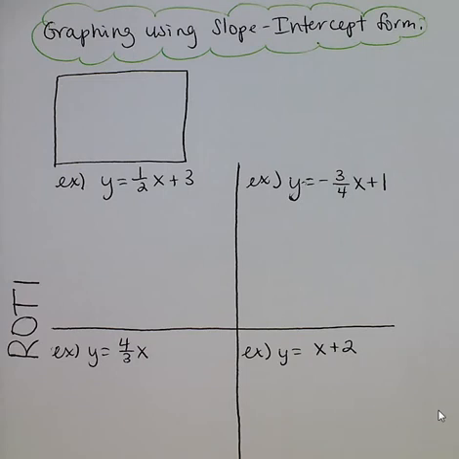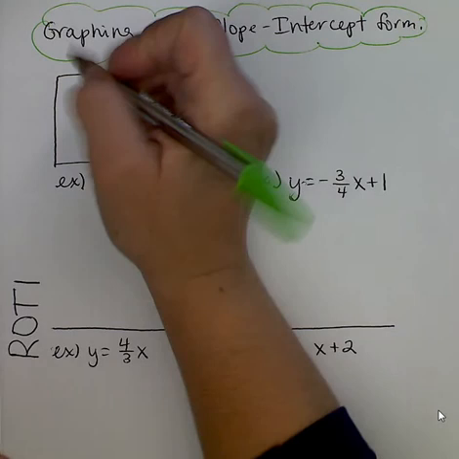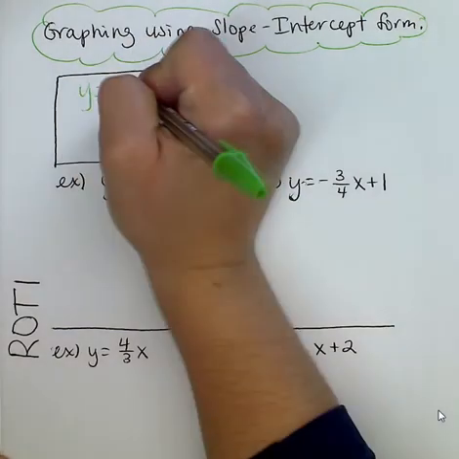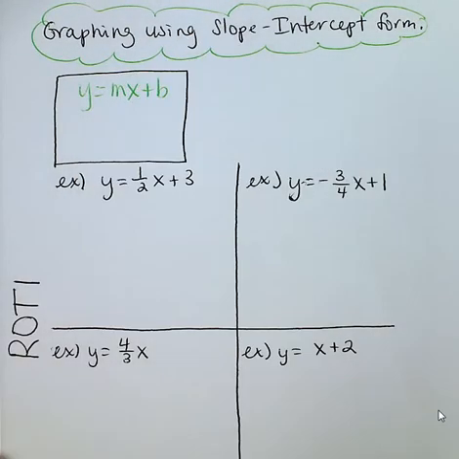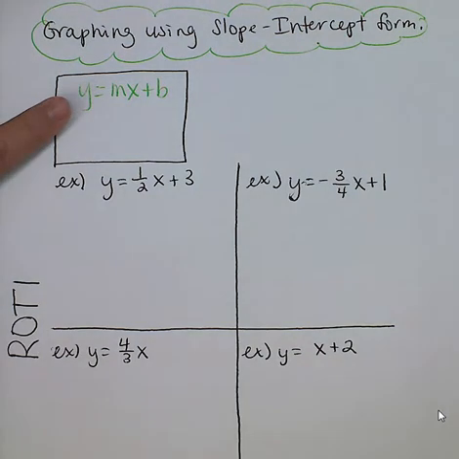In this video, we're going to practice graphing using slope-intercept form. So the first thing that we need to know is slope-intercept form takes the form y equals mx plus b. So in other words, the y is alone, you solve for y.